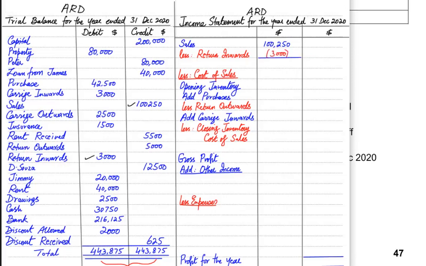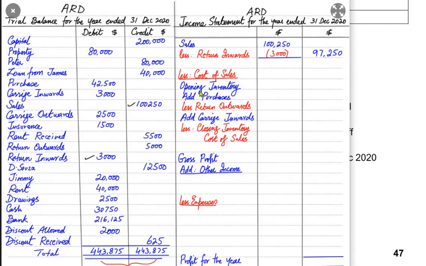As you can see, there is a return inward, also known as sales return. We need to deduct this sales return from the sales figure in order to calculate the final value of sales, which is also sometimes known as net sales, but the examiner usually does not label this figure, therefore I am not doing it either. I'm just writing it in the next column. This is net sales.